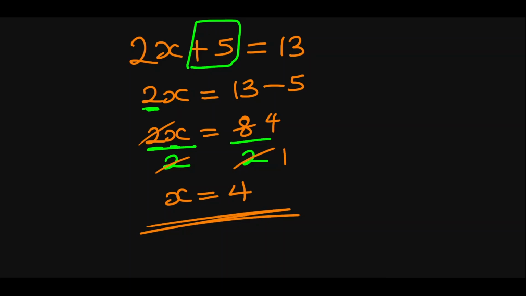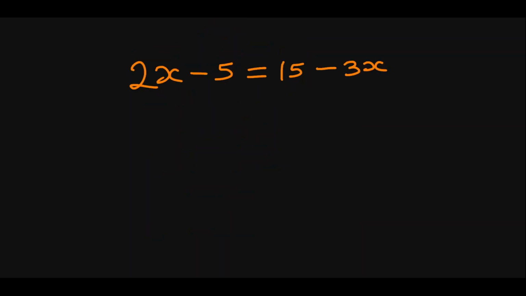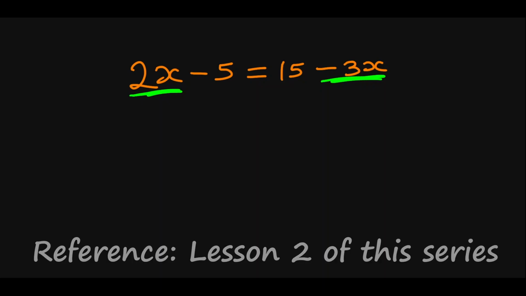Let's look at this example. 2x minus 5 is equal to 15 minus 3x. Now we notice that the term that has x is both on the left and on the right. Our process doesn't change. Find a way to move all the terms that have x to one side and every other one to the other side. We learnt this skill when we did lesson 2, collecting like terms.